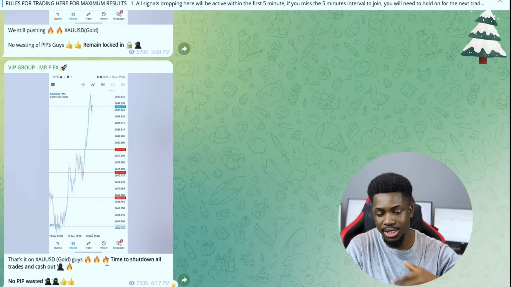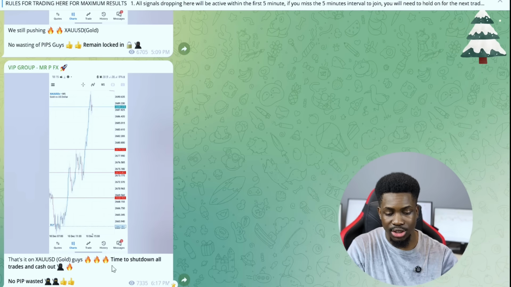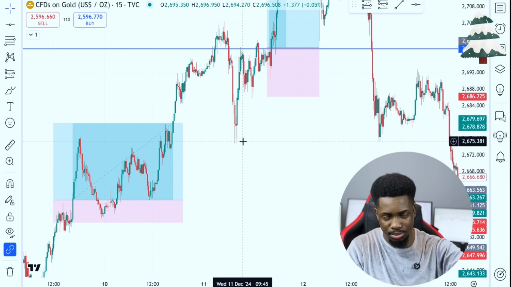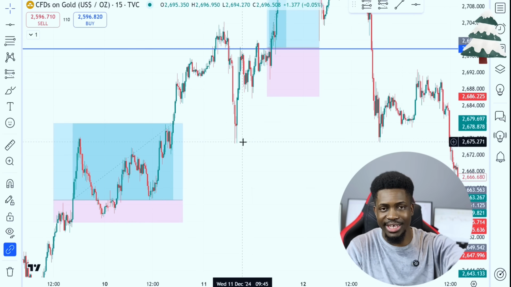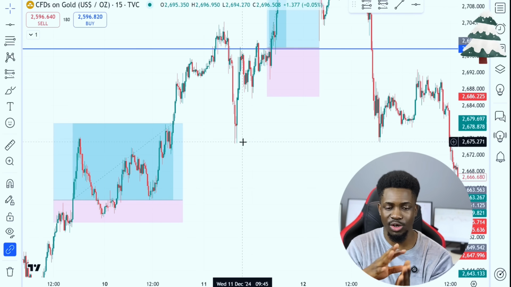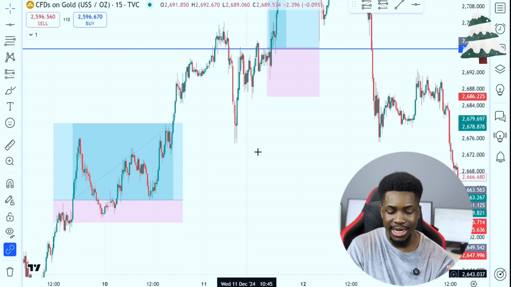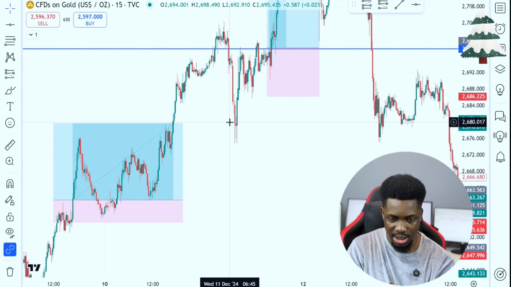That's it on gold, guys. Time to shut down all trades and cash out. No pip wasted, right? So I dropped that and see what occurred. Boom, it just dropped like that. So it's good to tell everyone to zoom out of the trade, right? So we had a massive drop towards the bottom.